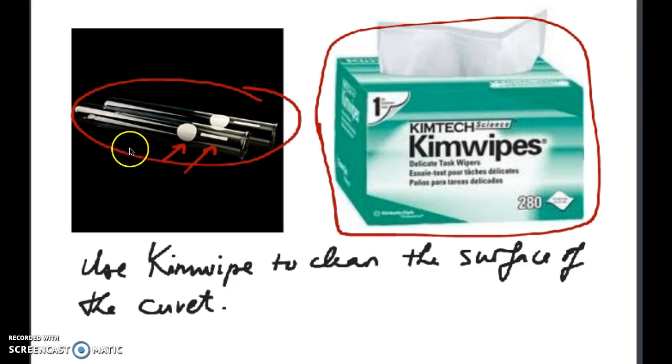Now your sample can't just go in a regular test tube. It actually has to be placed in a special type of test tube called a cuvette, where the glass is a little thinner, a little more transparent to light, so it doesn't actually absorb light on its own. Now you want to make sure when you're handling this cuvette that you don't leave hand marks or any kind of marks on the glass. So if you want to clean it up, make sure you use something called a Kim wipe, because if you use paper towel, it will actually scratch the glass and then that would affect your measurement.